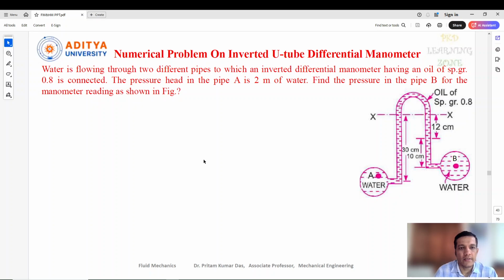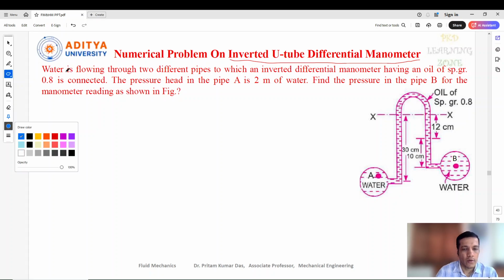In this lecture, we'll discuss some problems related to the inverted U-tube differential manometer. In our previous lecture, we discussed the theory part of the inverted U-tube differential manometer. Now, we'll try to solve some problems related to this. So here I have taken a question.